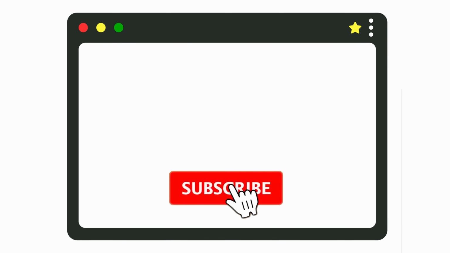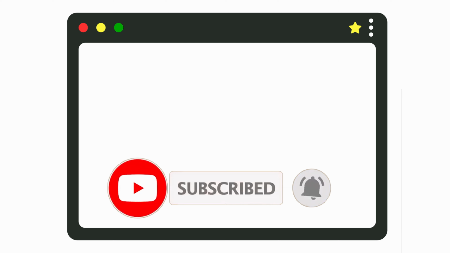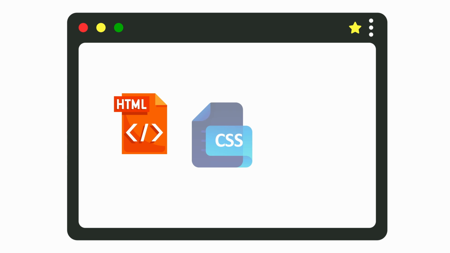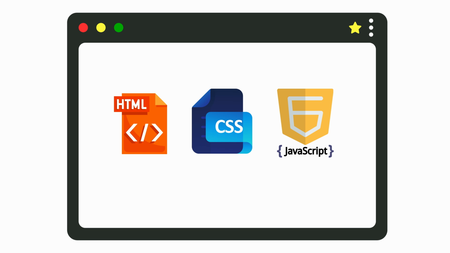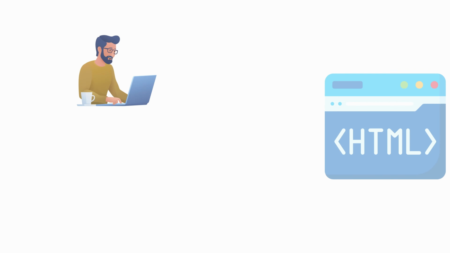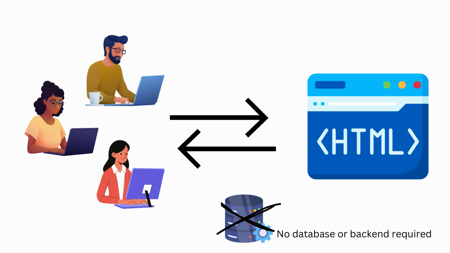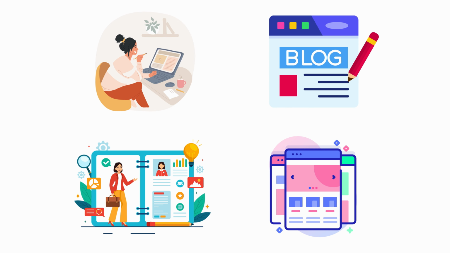First, let's quickly cover what a static website is. A static website is a type of website made up entirely of basic web technologies like HTML, CSS, and JavaScript. The word static means the website content does not change automatically or dynamically. It doesn't rely on databases or complex back-end servers. Instead, every visitor sees the same content exactly as you've created it. Static websites are perfect if you want something simple, fast, and secure, like a personal site, portfolio, blog, or a landing page for your business or product.